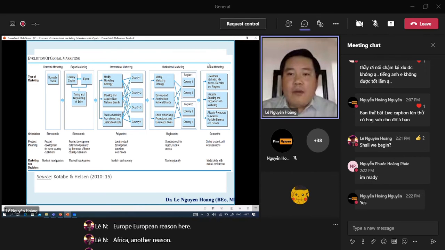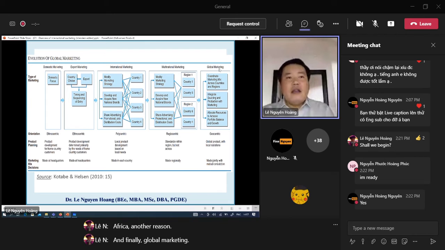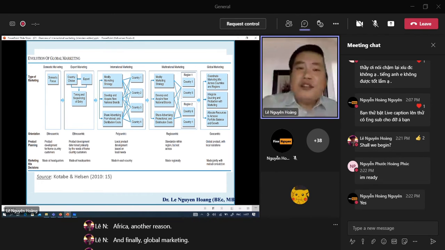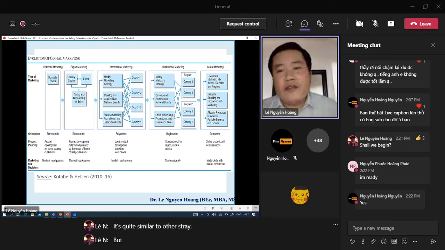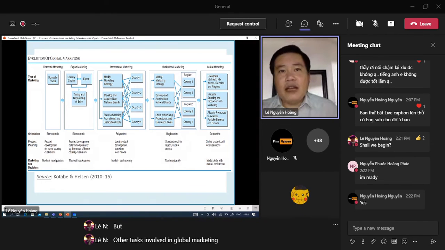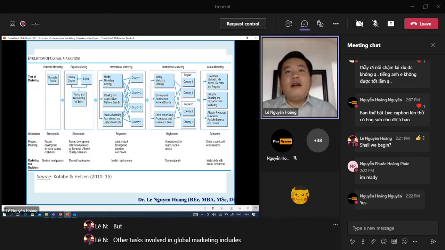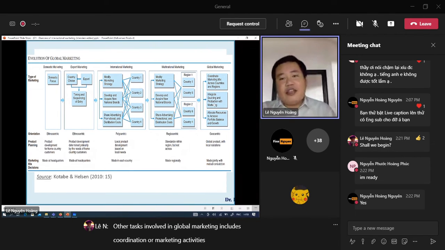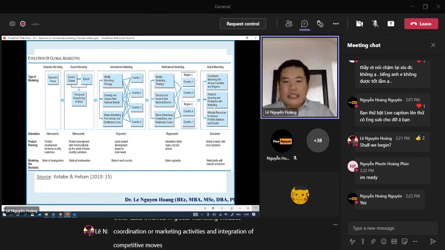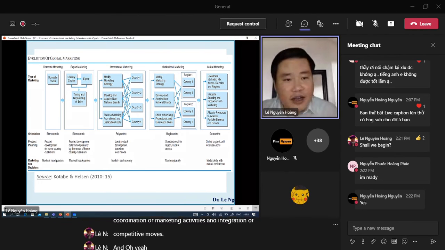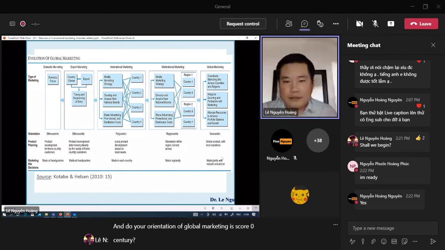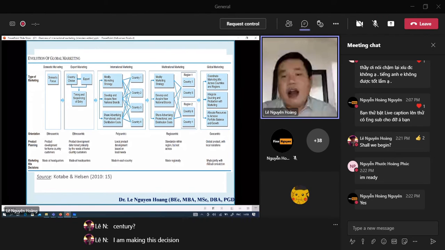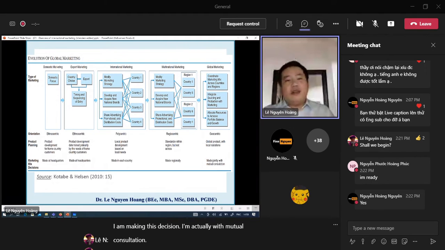And finally, global marketing. It's quite similar to other stages, but other tasks involved in global marketing include coordination of marketing activities and integration of competitive moves. And the orientation of global marketing is called geocentric. And marketing mix decisions are made solely with mutual consultation. I'm sorry.